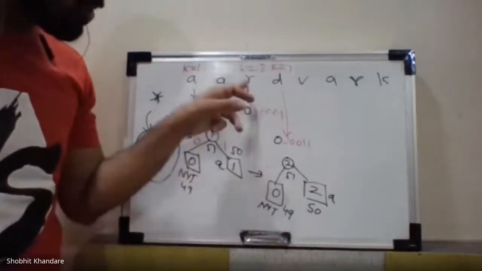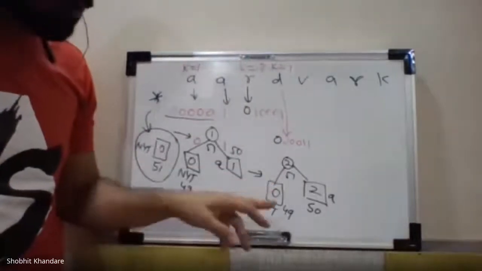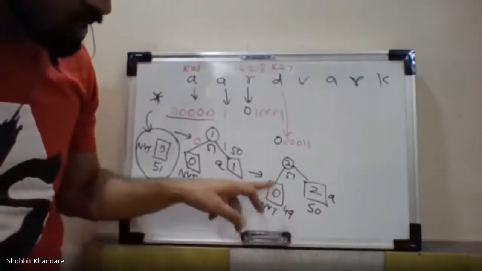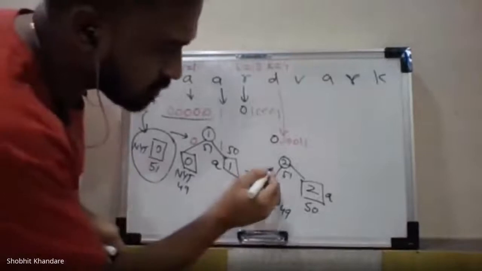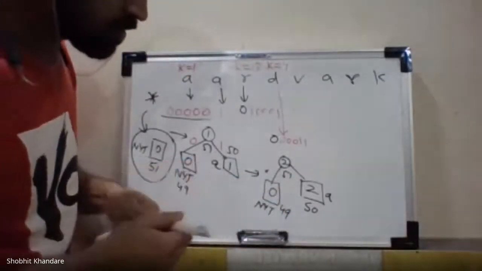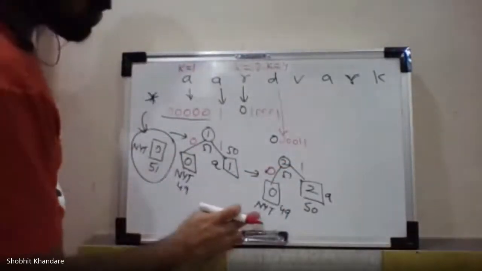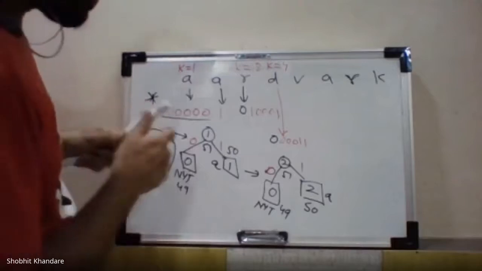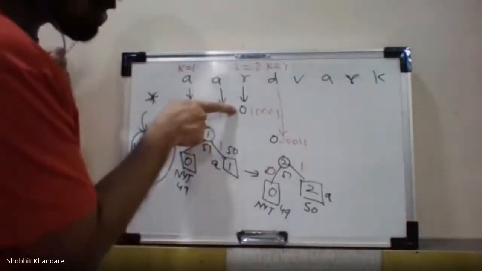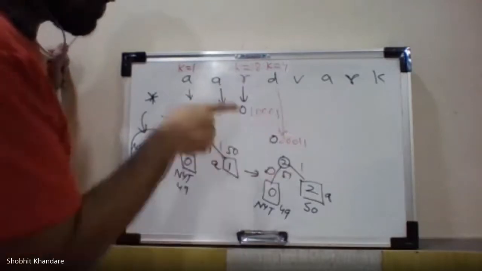So if I am asking you to tell me the NYT code from this particular updated tree diagram, you will say: this is 0, this is 0, this is 0, this is 1. So the NYT code will be 0. Already you have written it, so this is right. NYT code will be 0, followed by the fixed code for R.